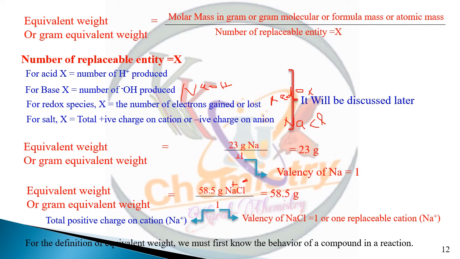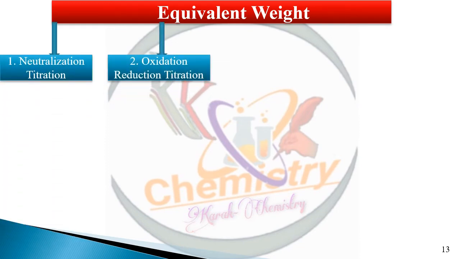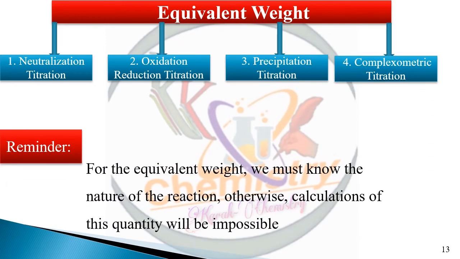For the definition of equivalent weight we must know the behavior of a compound in a reaction. So we have different types of reactions and we will be having different equivalent weights. You know that equivalent weight is different for different types of reaction. It actually depends on the nature of a reaction. So without knowing the nature of the reaction, the equivalent weight cannot be determined.